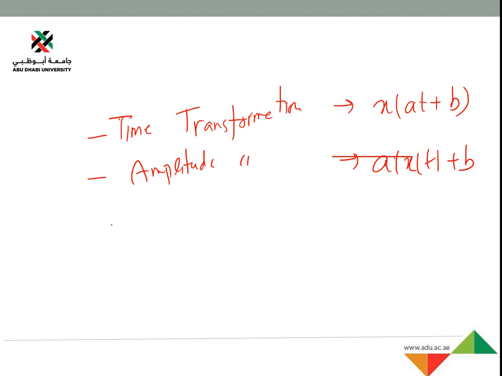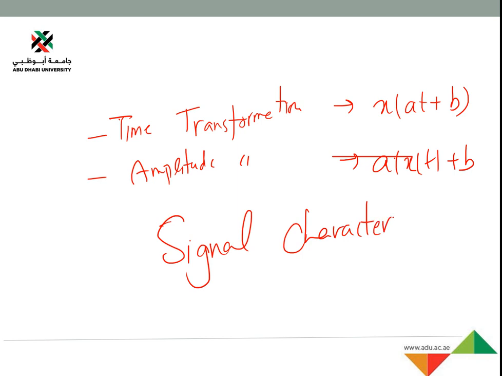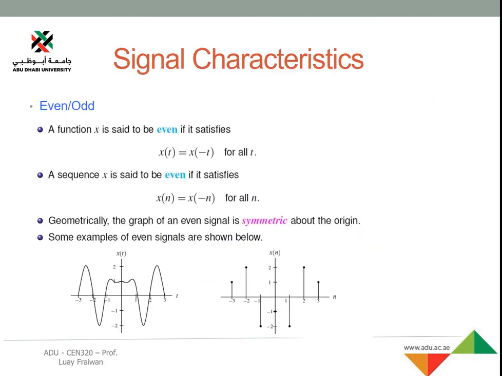So this part of the lecture is actually about the signal characteristics. Now we want to characterize the signals. Characterization means what are the different properties of the signal. We have seen the transformations, so now let's have a look at the characteristics of the signal. We can divide the signals into two basic categories. It's called even and odd signals.